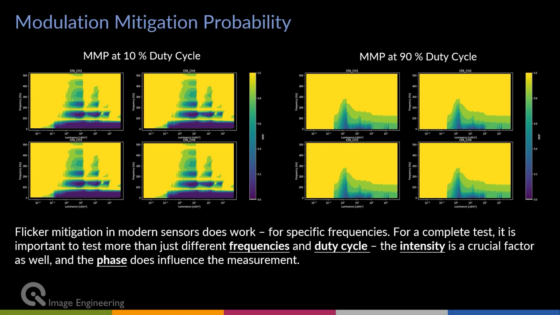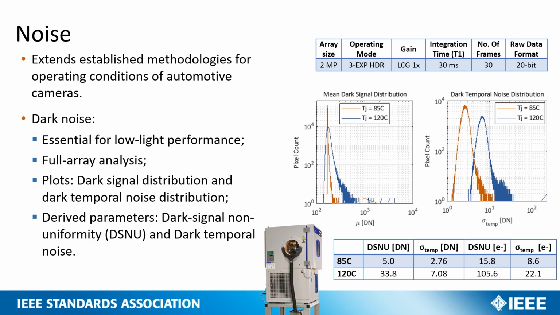So let's have a look at noise, also an image quality factor that is important. Here, it's not that the P2020 provides something fundamentally new, but it's well defined now, and that's something that you can reference. So it extends the established methods and defines operating conditions for the automotive camera. Other standards that are out there are typically used for machine vision or for photography, but they do not always apply to automotive environments.